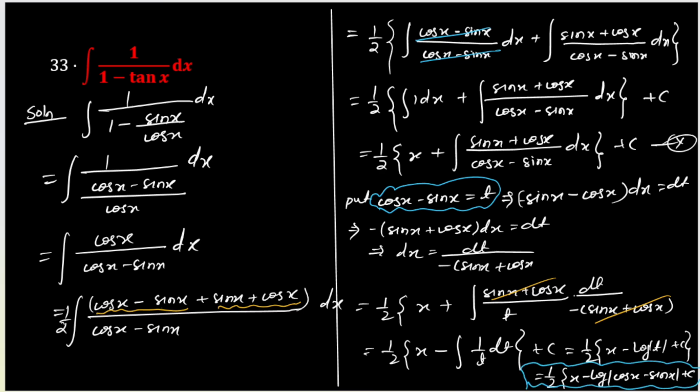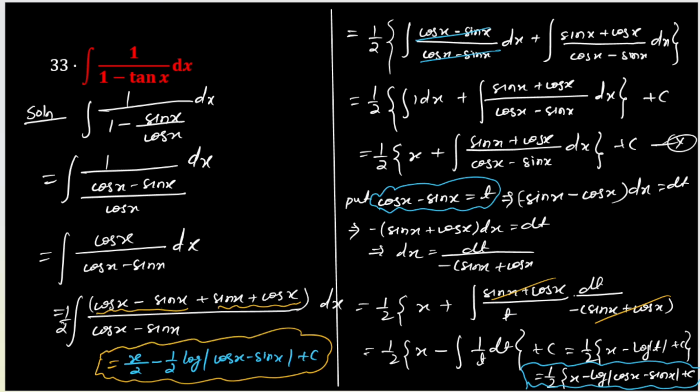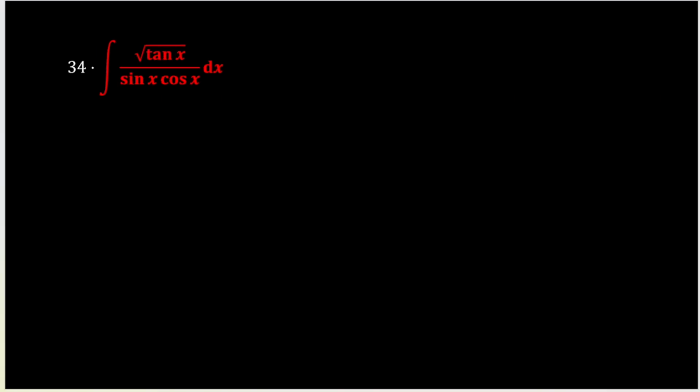Okay, this is your required answer of the problem. This can also be written as x by 2 minus 1 by 2 log of (cos x minus sin x) plus c. Simplify and clear that.